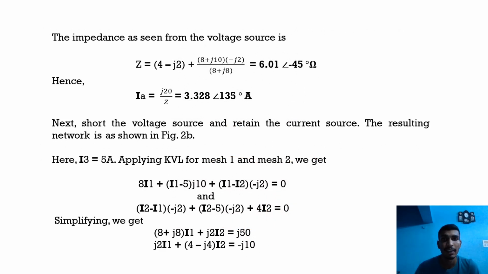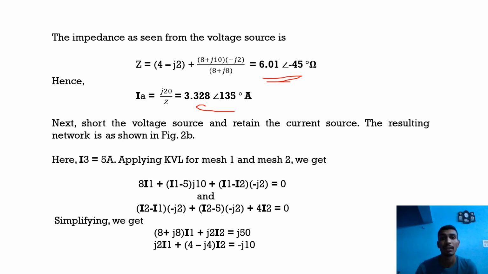The impedance as seen from the voltage source is the total impedance, which is 4 minus j2 plus 8 plus j10 into minus j2 whole divided by 8 plus j8, and we get around 6.01 at an angle of minus 45 degrees ohm. The current is minus j2 divided by Z, that is voltage by impedance. We get approximately 3.38 at an angle of 105 degrees amperes.